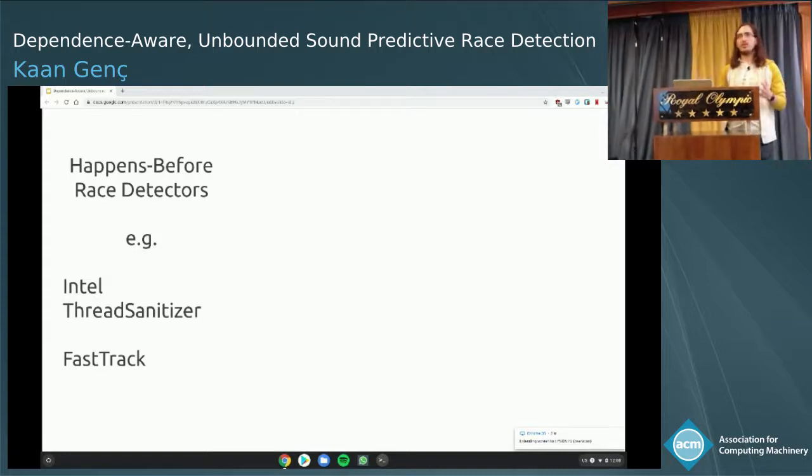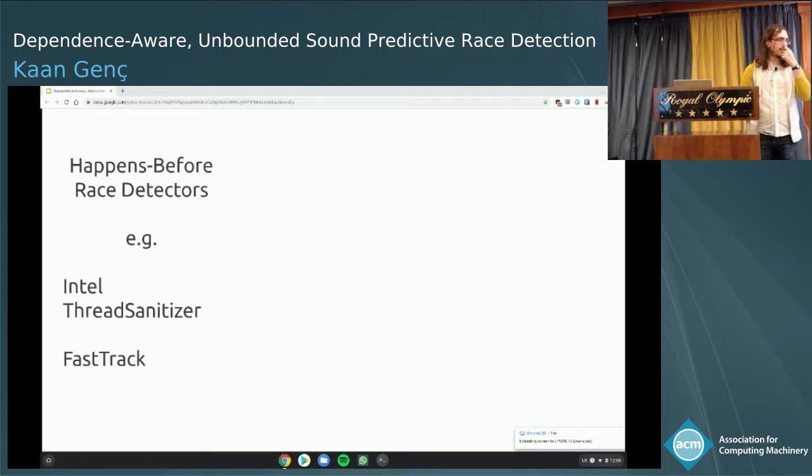The most commonly used form of race detection today is happens-before race detectors. These are things like Intel's ThreadSanitizer or FastTrack, which you might have already used. What these tools do is that you run your code using them, and during the execution, they'll tell you whether a race happened or not. But the problem is that these tools are only able to detect races that actually happen, so conflicting accesses that are really next to each other.